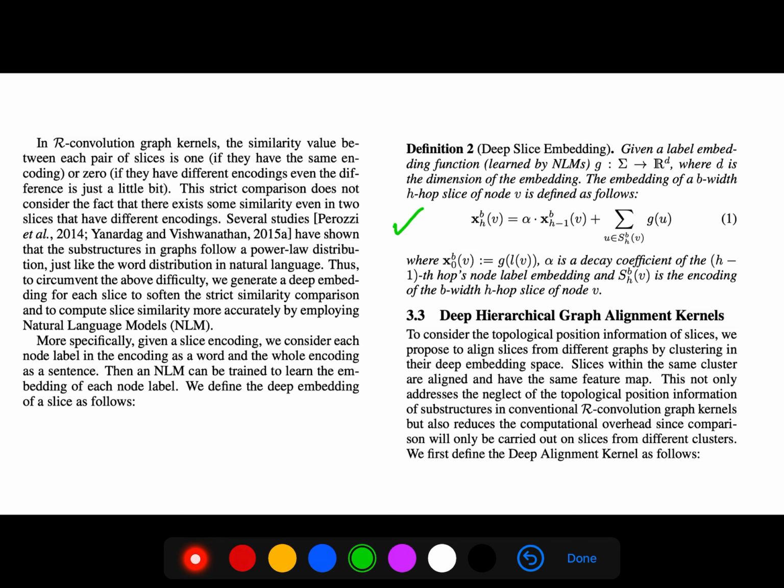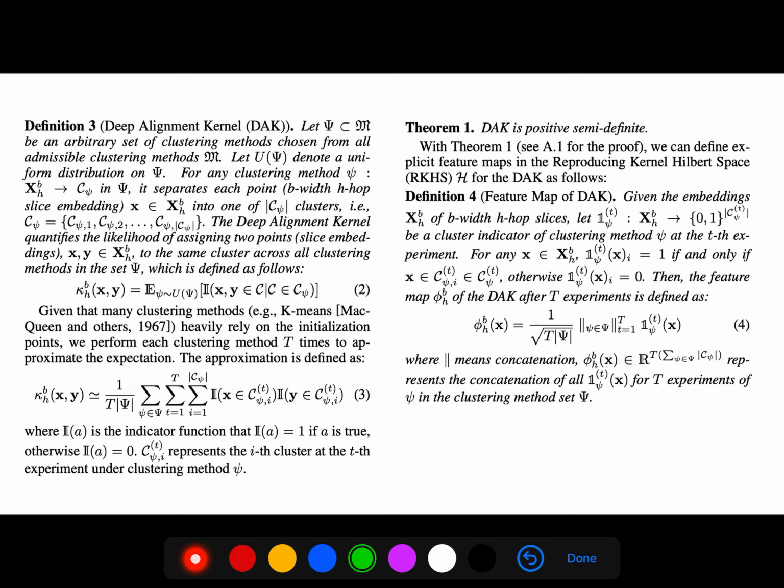This is the definition of deep slice embedding. Given a label embedding function, which is learned by an NLM, G is a label embedding and D is the dimension of the embedding. The embedding of a B-width edge hop slice of node V can be defined like this.